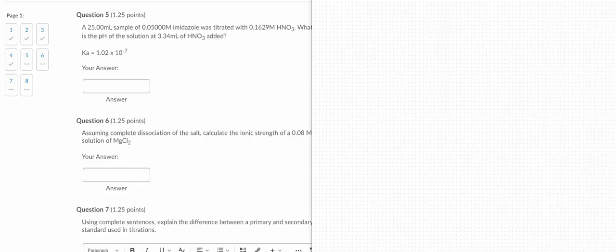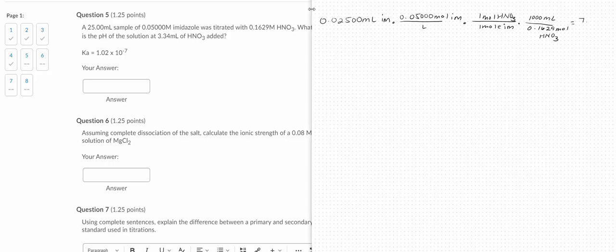Now we should do that calculation real quick just to be sure. So this setup yields 7.67 milliliters of HNO3 in order to achieve the equivalence point. So the equivalence volume of this particular titration is 7.67 milliliters. We are definitely before that equivalence point. So we're going to set up our equation.